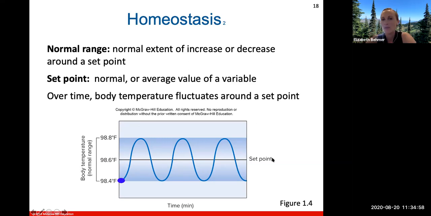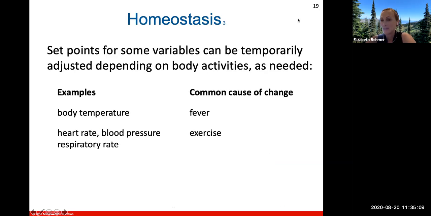So again, homeostasis tries to maintain this consistency within a range of normal variables, whether that's temperature, blood glucose level, things like that. There's a lot of different physiological processes that your body does to try to maintain that range of values. Set points for some of these variables can be temporarily adjusted depending on body activities.